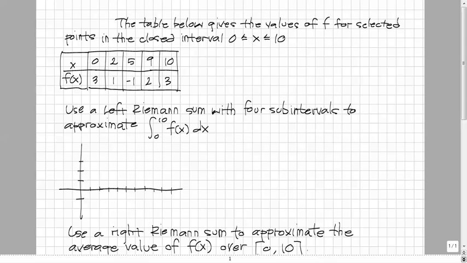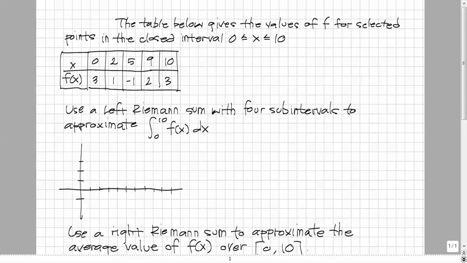This video is going to show how we use both left and right Riemann sums to approximate integrals of functions, and in this case it'll be for a function that's defined by a table of values. So over the interval from 0 to 10 we know 5 values on this function, and those values are given to us in this table.